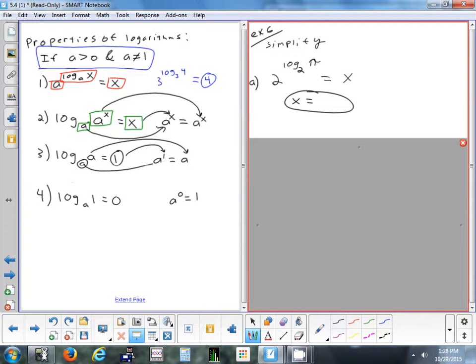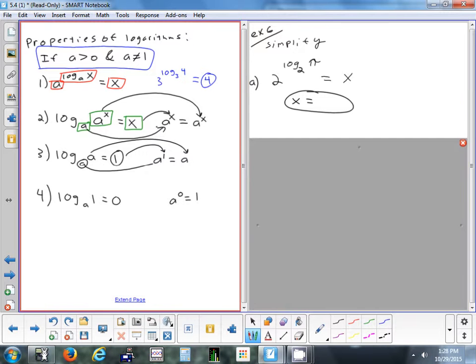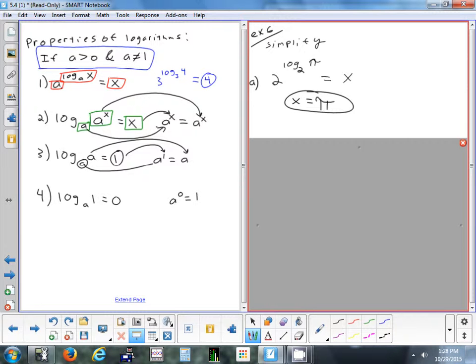Which rule does this one look like, out of 1 through 4? The first one, where those two numbers match. So if you were to simplify that, what would you get for an answer? Yeah, you get pi. That's your answer. That's it. That's all you have to do with that kind of problem.